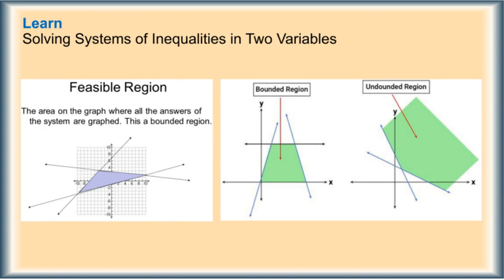Now when they talk about bounded and unbounded, bounded means that it's completely surrounded. The shaded area is completely bounded around all the sides. Unbounded means there's an opening on one side that continues to go on to infinity.